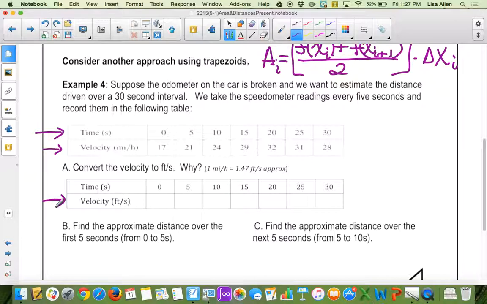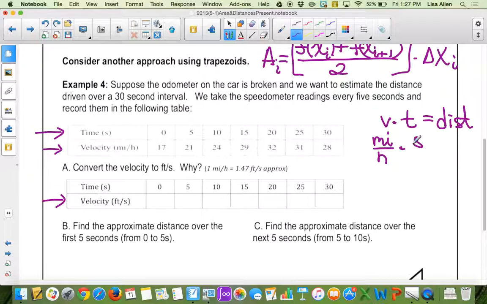Why would I do that? If you recall, if I take velocity times time, what do I get? What's velocity times time? Distance. It's distance, right? So if the units don't agree here, if you have velocity in miles per hour and you have time in seconds, you're going to get mile seconds per hour. That's not what you want. You want to have a clear distance.